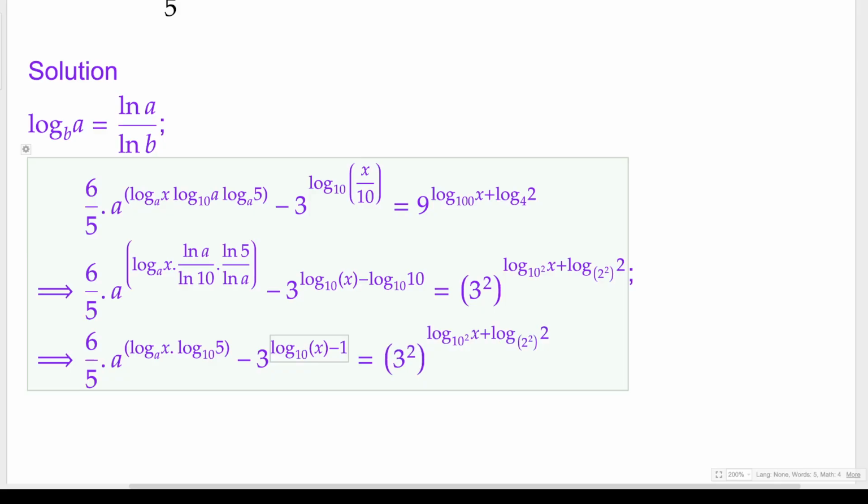Now for this part, that is here, that is 10 square. So we know this property.